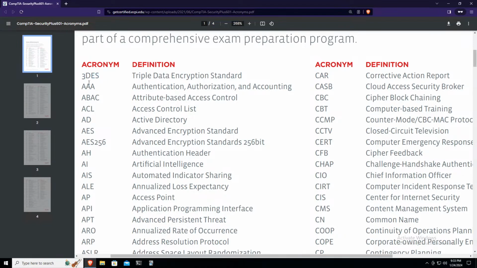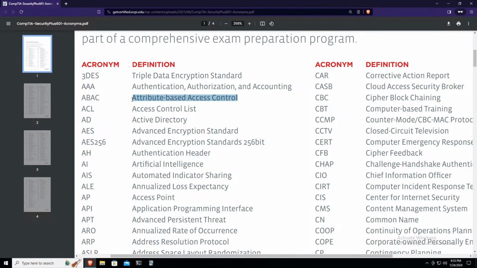Next one, AAA. This one is used a lot, and I believe in the cloud for doing integrity. I know there's also an I in front of some of these, but AAA stands for authentication, authorization, and accounting. Next one, ABAC. This one stands for attribute-based access control.